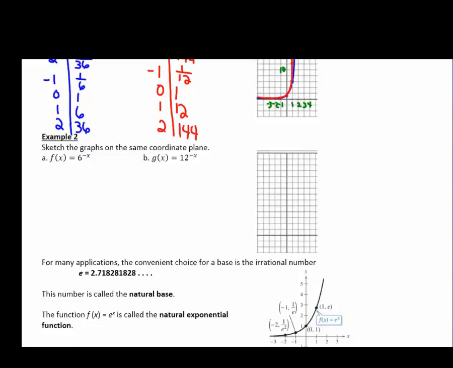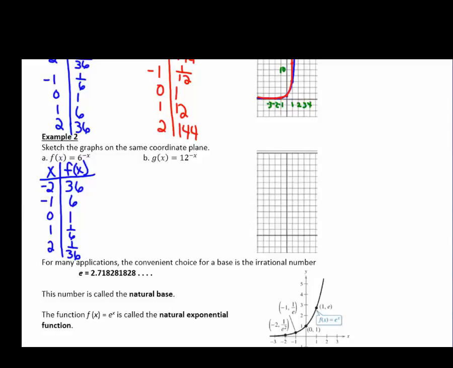So when we write our t-chart, we're going to have very similar answers to the points that we had for the original f of x in example number 1. So when we plug in -2, we have two negatives, so 6 to the -2, that's just 6 squared, so we get 36. When we plug in -1, we get 6. We plug in 0, anything to the power of 0 is 1. 6 to the -1 is 1/6, and 6 to the -2 is 1/36.